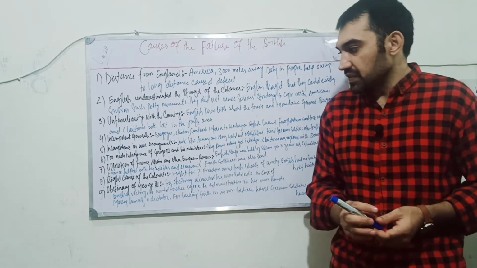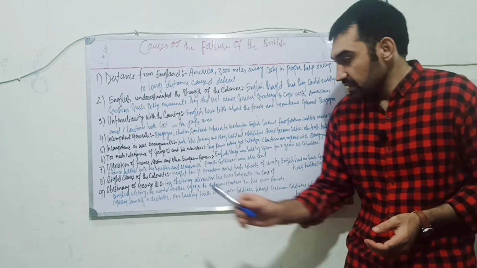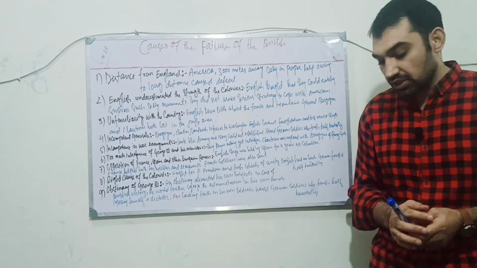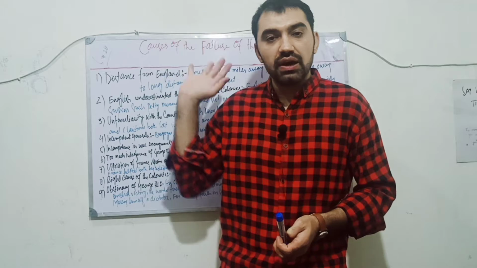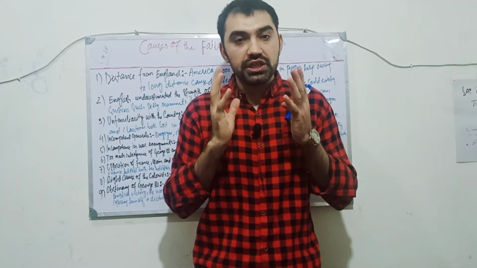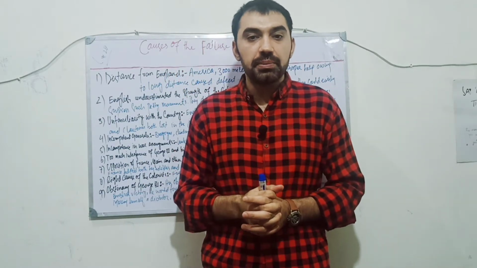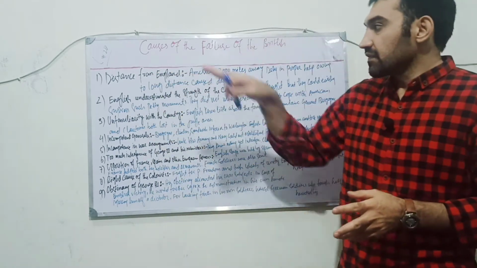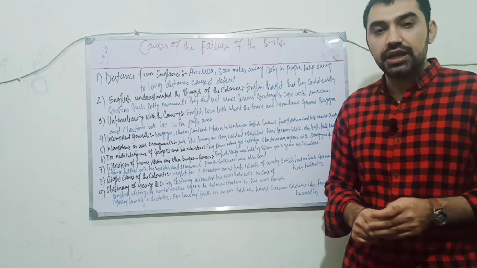And eighth is right cause of the colonists. And ninth is the obstinacy of George III. These all were the important causes of the failure of the British government. Let's come to talk one by one in detail. The first one is distance from England.